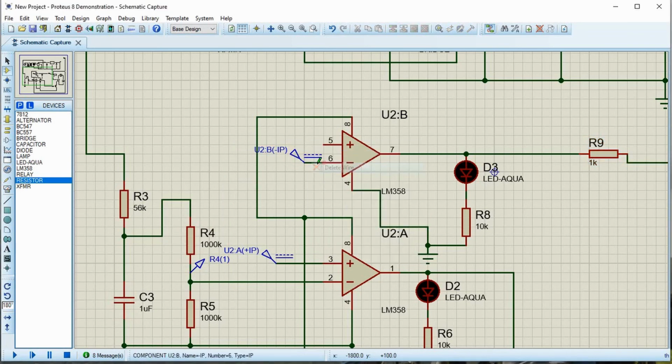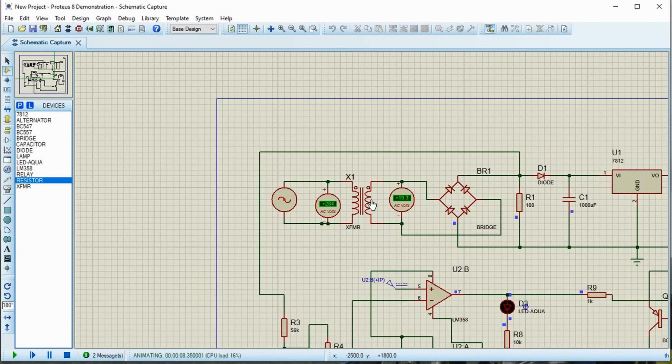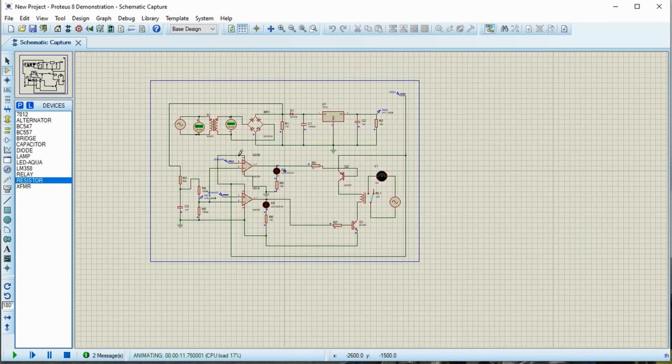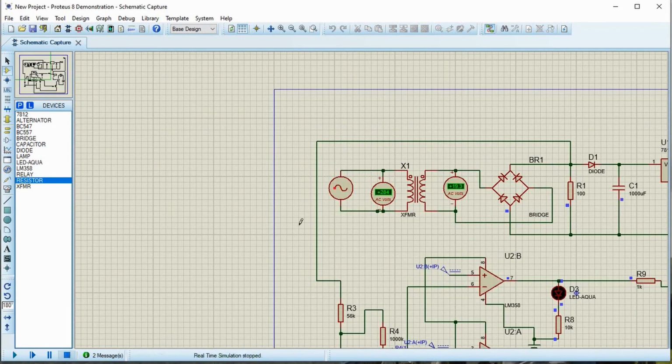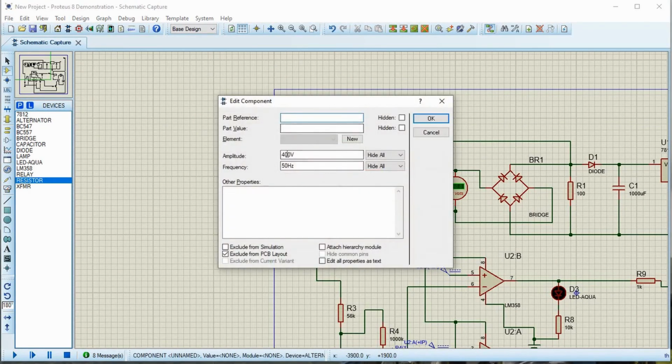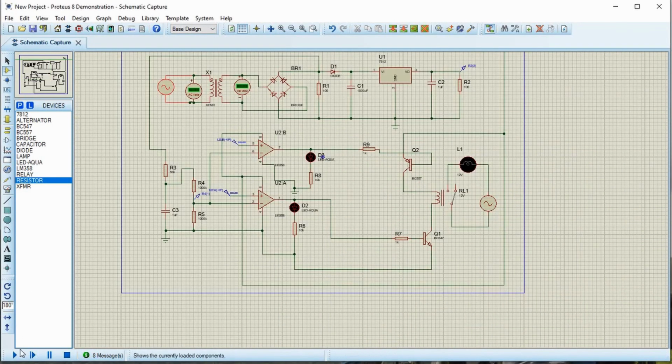Let me delete, let me move this here. To 84, this is off. That is what we are expecting. Now if I use 300 volts, which is in the safe region, this relay should turn on. Yeah, this relay should turn on.